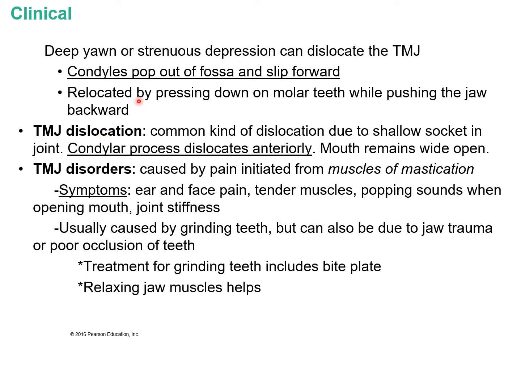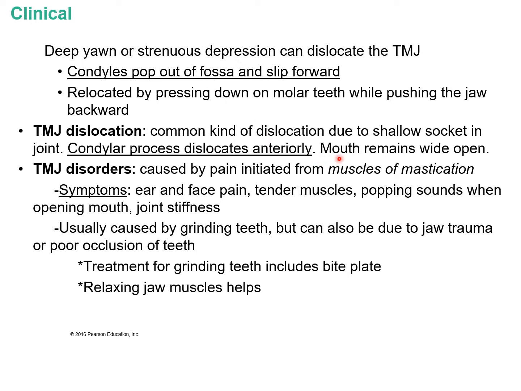So what about TMJ dislocation? Well, as it says here, sometimes if you do a really deep yawn or a strenuous depression of the mandible, this can also cause the condyles to come out of the fossa. Now, most commonly, the direction in which this dislocation occurs is going to be in the anterior direction. So most commonly when you have a dislocated jaw or a dislocated TMJ joint, what you're going to see is that the condyles are moving out of the fossa in an anterior direction.